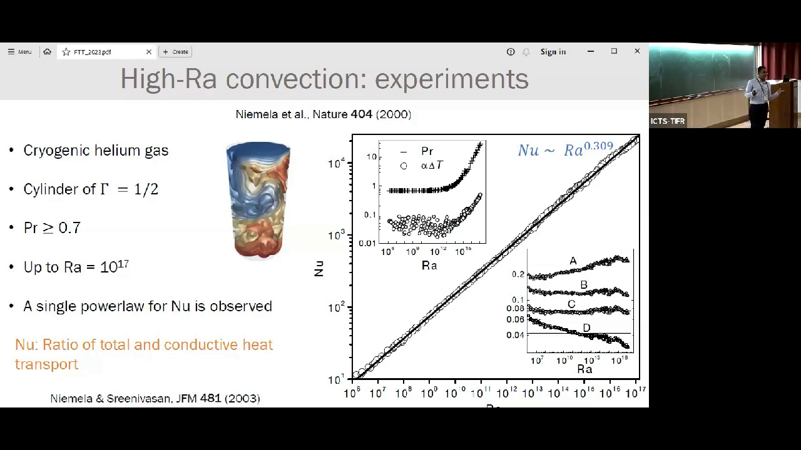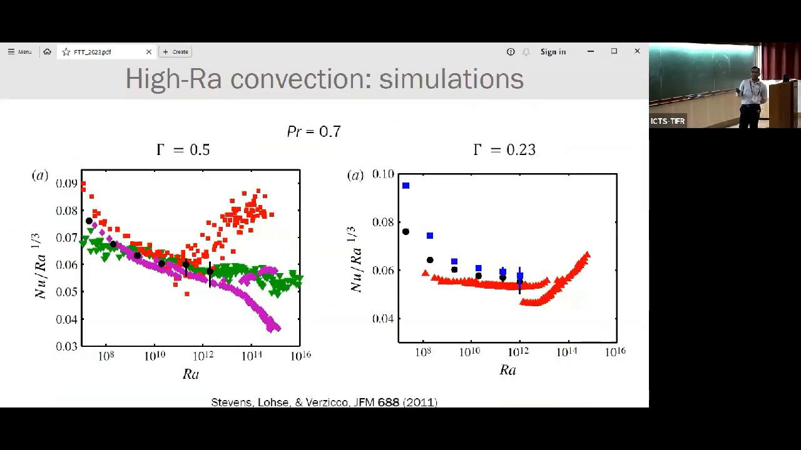But as I said, we want to achieve lower and lower Prandtl numbers because of the relevance in natural flows. So let's see what others have done. These are numerical simulations by Detlef Lohse's group, and they also took a cylindrical cell of aspect ratio half.